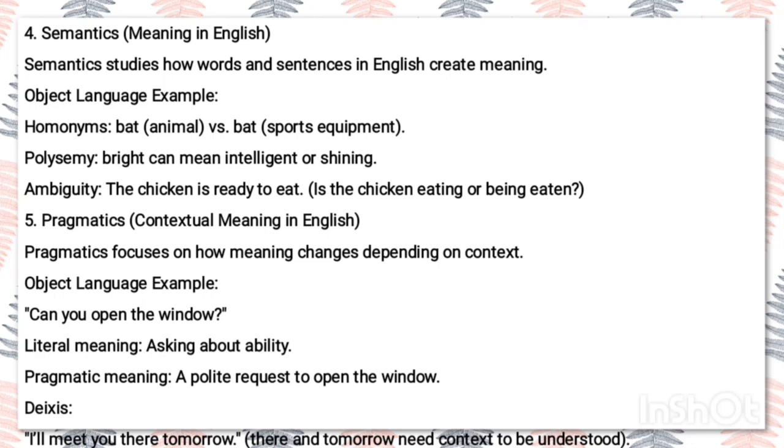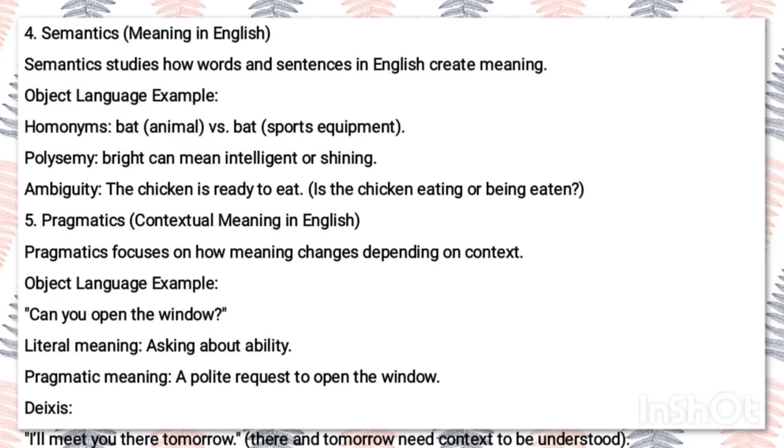That means contextual meaning in English. Pragmatics looks at how context affects the meaning of language, considering the social situation, the speaker's intent and the listener's interpretation. Object language examples are literal versus pragmatic meaning. Can you open the window? It literally means this is asking about someone's ability to open the window. The pragmatic meaning, in most cases, is a polite way to request that the listener open the window.